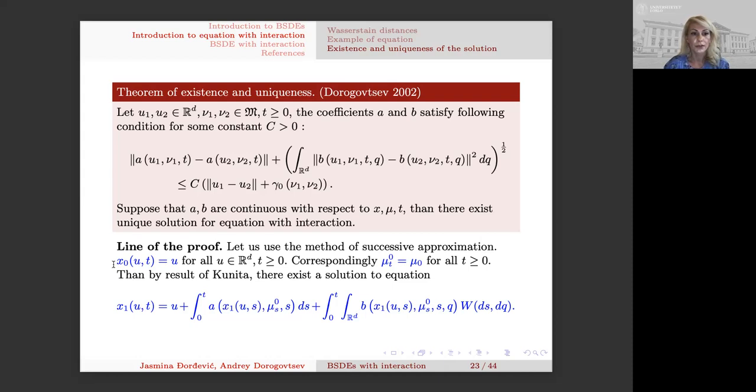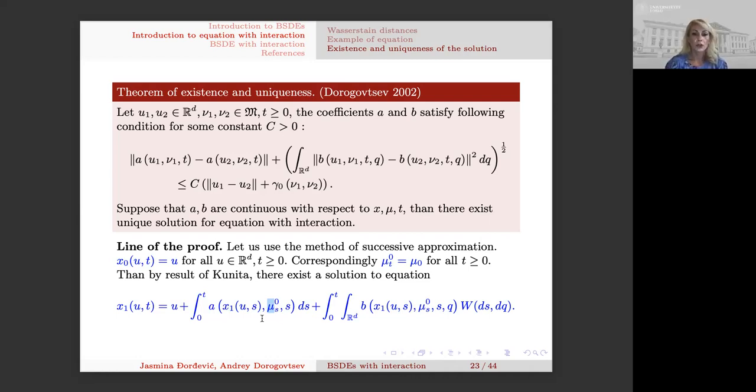The solution goes via the method of successive approximations. In the initial step, x0 has value u, and the measure in the initial step is the initial measure. Then the iterating step for x1 is given by this equation, where now in drift and diffusion, mu0 is known. So the coefficients only depend on x1. So this equation has a solution by standard theory.